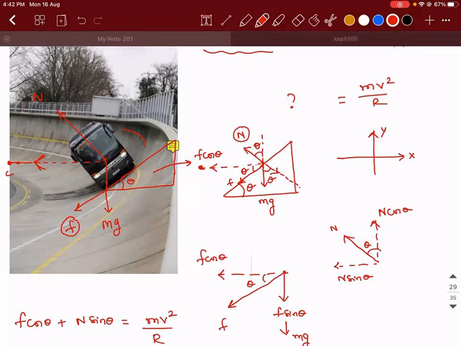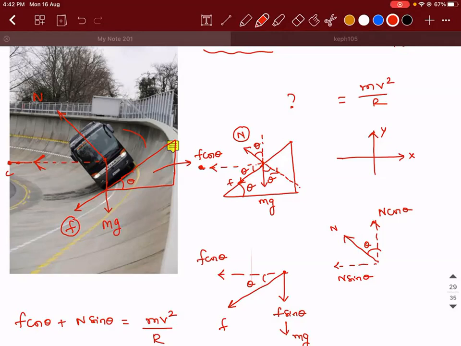Sir, centripetal force acts from the center to the vehicle or from the vehicle to the center? From the vehicle to the center. Centripetal, centri is derived from center. Petal is center seeking. So if there is a force which is seeking towards the center, we call it as centripetal. The opposite of centripetal is centrifugal.